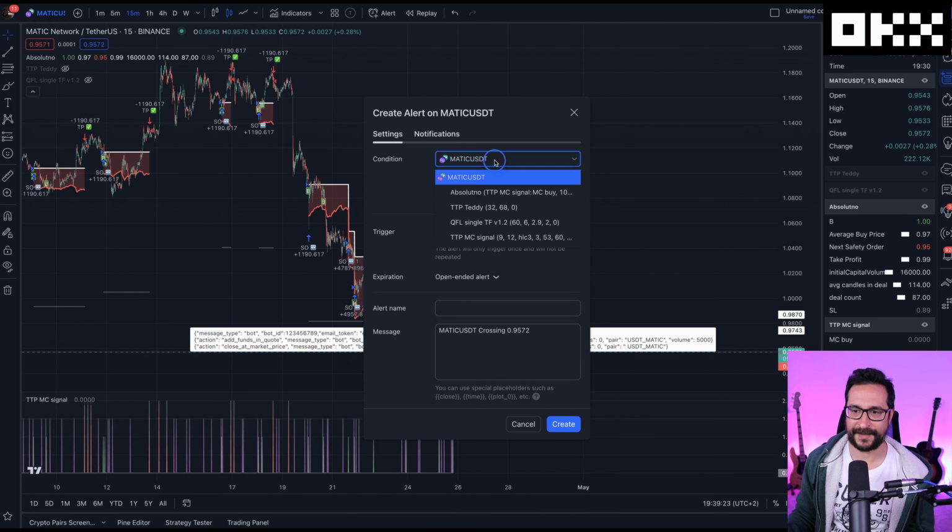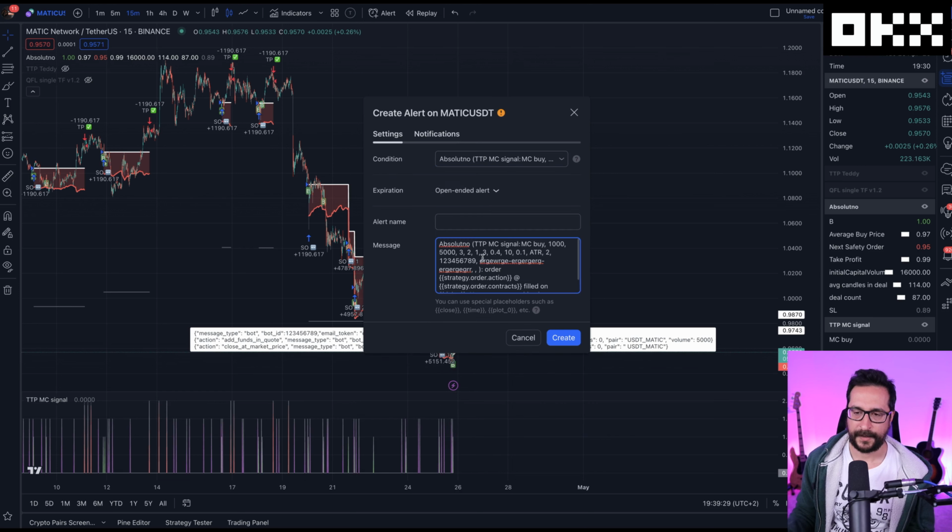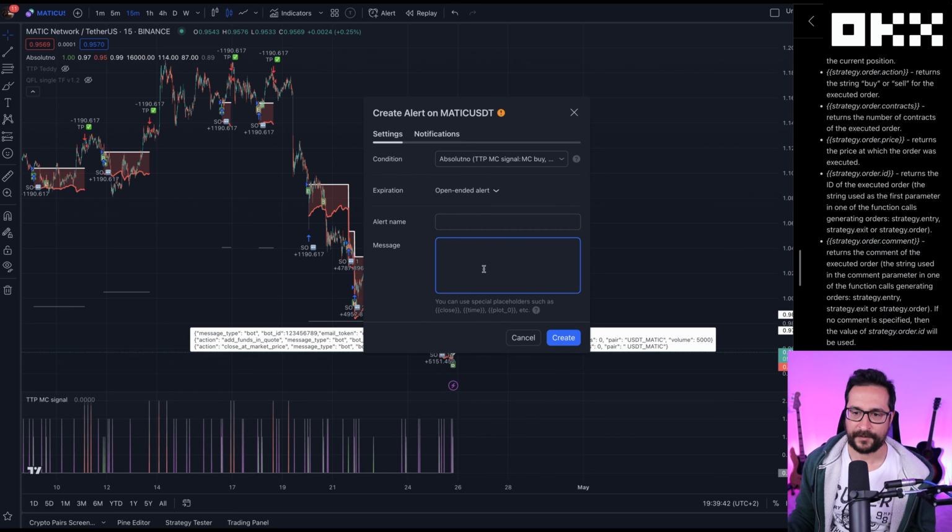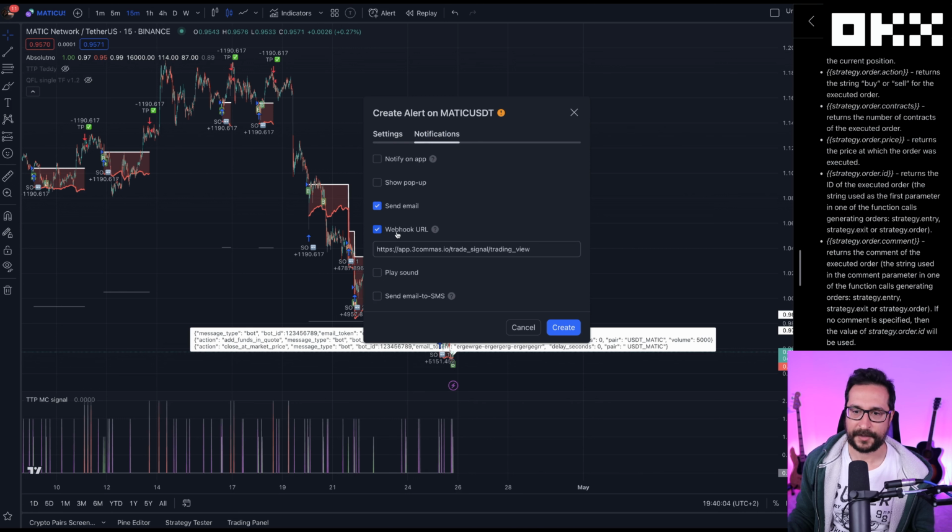We're going to have to select in the condition Absolutno, and in this area here, we have to write down this code: strategy order alert underscore message. One thing that is important is that you have the right webhook for 3commas. And personally, I like to send an email to see each of the messages. If something fails, at least you have here a backup of what was sent to the 3commas bot.